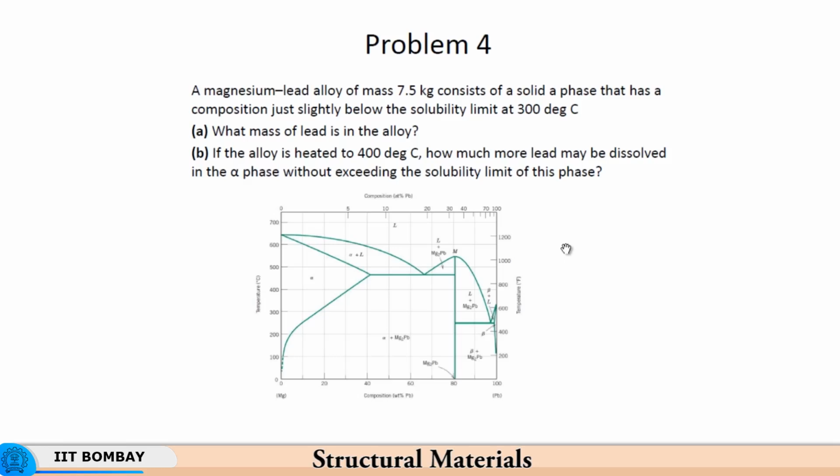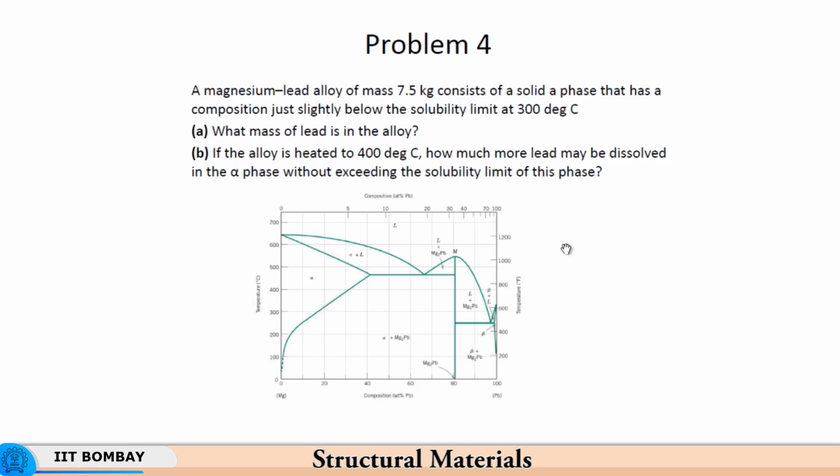Okay. Now if you want to find out the mass of lead in the alloy, if you have said that the chemical composition is, let us say, 16% of lead, then out of 7.5 kilograms, 16% is lead, and the rest is going to be magnesium, if that is the overall composition that is going to be made.